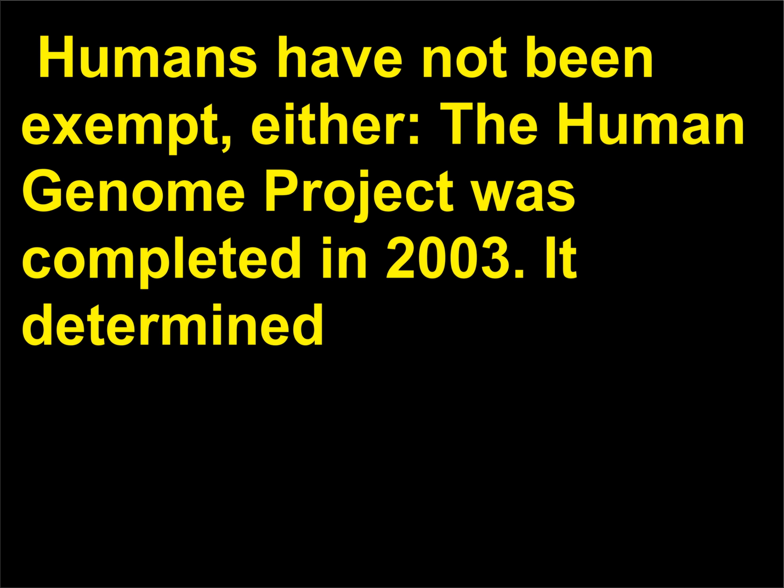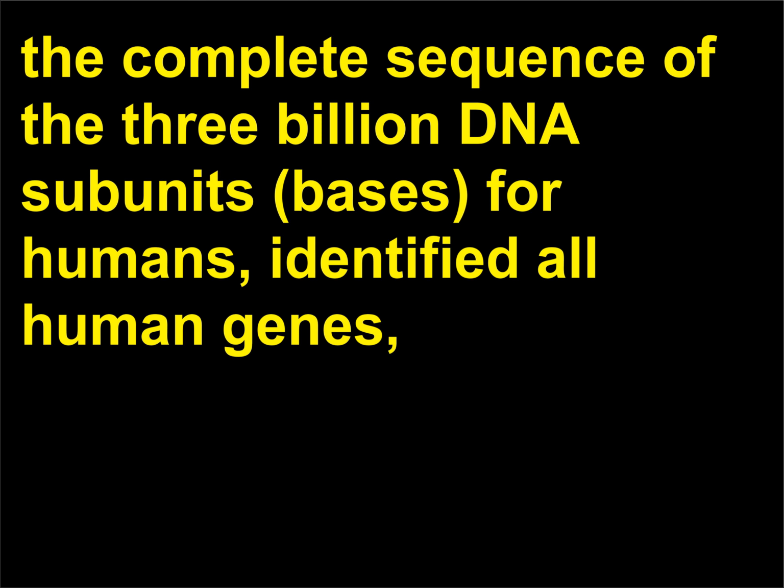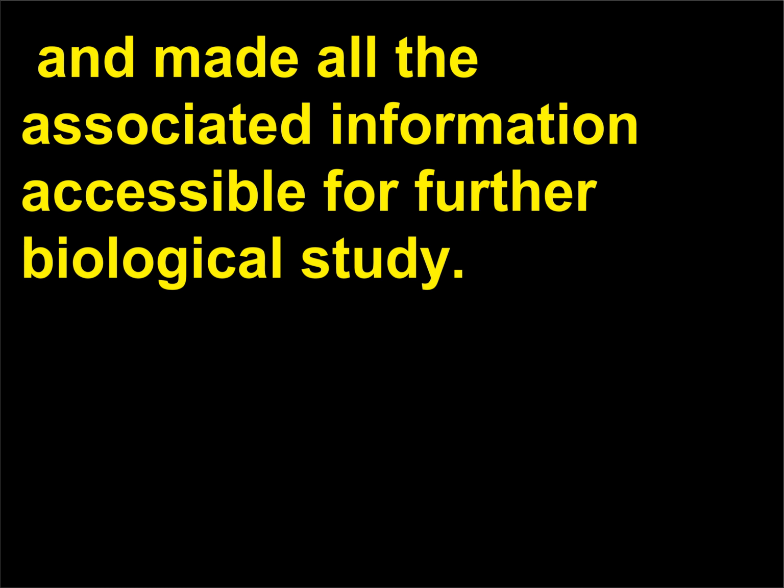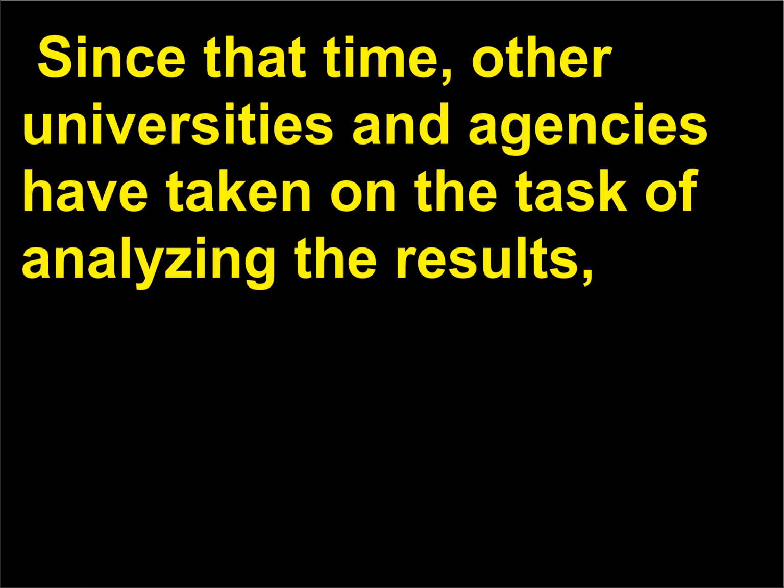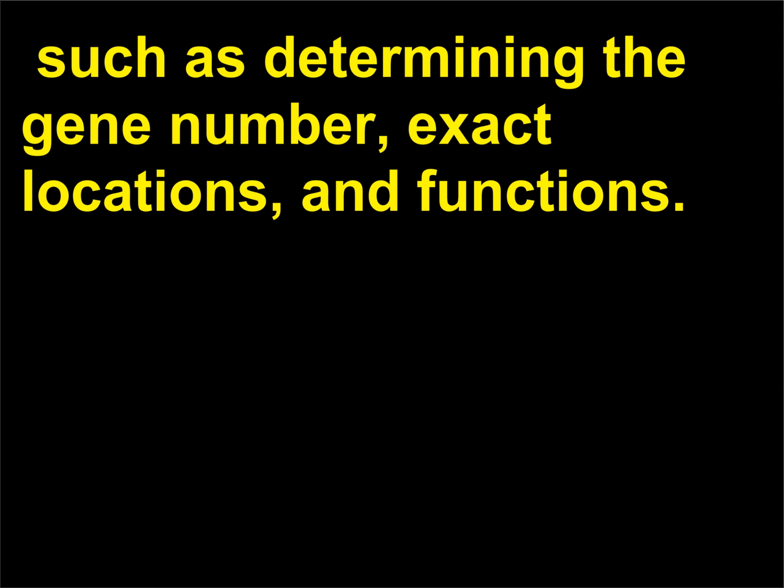Humans have not been exempt, either. The Human Genome Project was completed in 2003. It determined the complete sequence of the 3 billion DNA subunits, bases, for humans, identified all human genes, and made all the associated information accessible for further biological study. Since that time, other universities and agencies have taken on the task of analyzing the results, such as determining the gene number, exact locations, and functions.